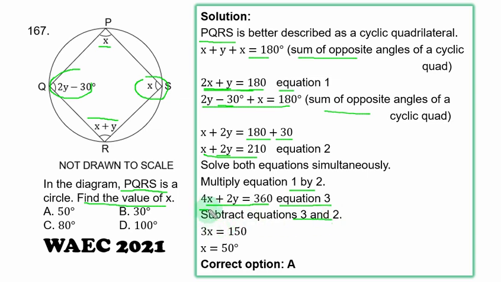So you have 4S here minus S, that is 3S. 2Y minus 2Y, you have 0. 360 minus 210, you have 150. Divide both sides by 3. S is equal to 50 degrees. The correct option is A.